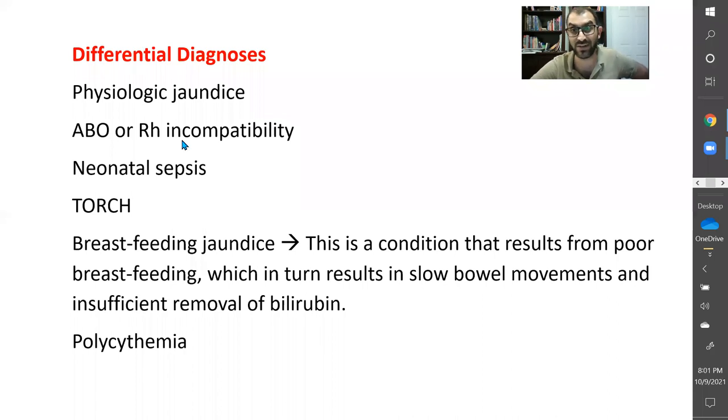Neonatal sepsis will shut down the whole conjugation system and the whole liver function and all the hepatocellular function. Neonatal sepsis. That's why we check for the symptoms of sepsis.